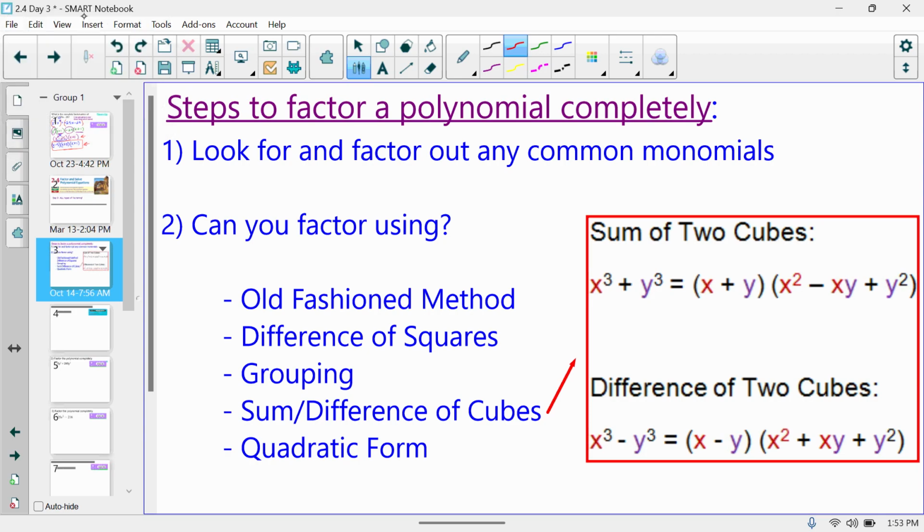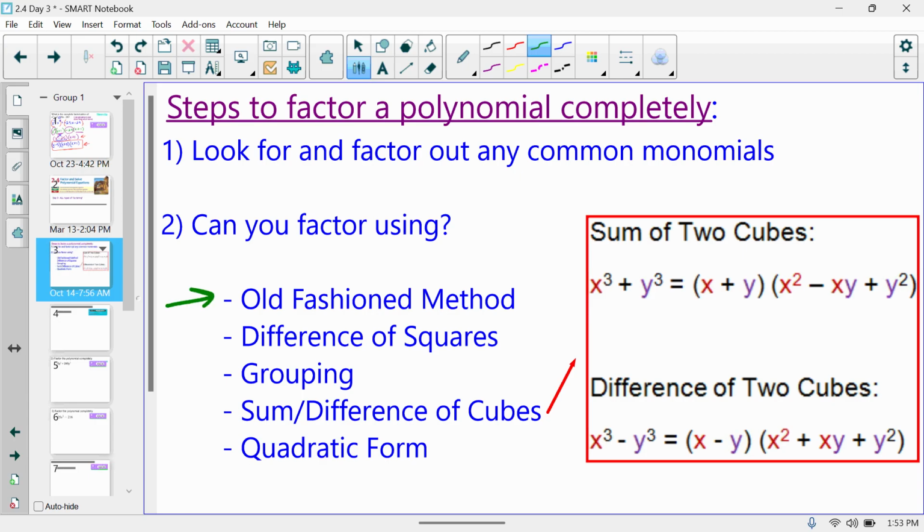So you're going to want to copy this down into your notes. If you want to put it on your formula sheet instead, that's fine. I've always told you if you want to add to your formula sheet, you can. But steps for factoring a polynomial completely. Step 1 is always going to be to check and see if there's a common factor that you can factor out. Then step 2, you got to think of all the different types of factoring you might possibly be using.